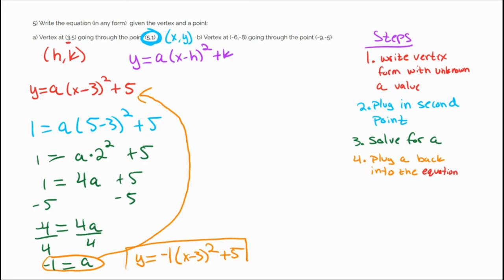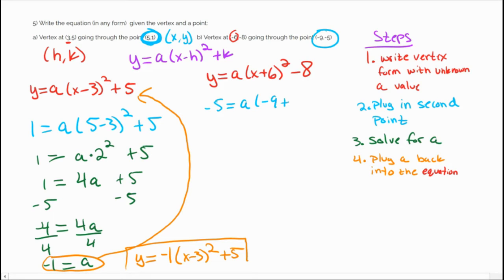Same process for the second one. I'm going to plug in the h and the k value from the vertex, y equals, don't know what a is, x plus 6 squared, because it's negative 6, so that's going to switch to positive, and the negative 8 is going to stay negative. Next, I'm plugging in the second point to give me the y value of negative 5, don't know what a is, negative 9 is my x value, squared minus 8.